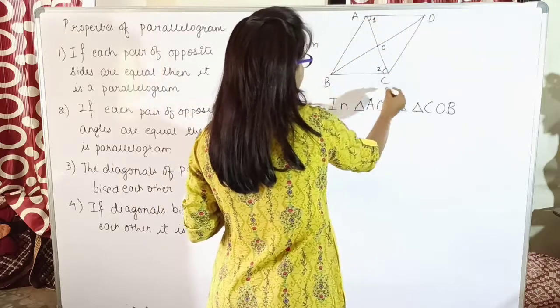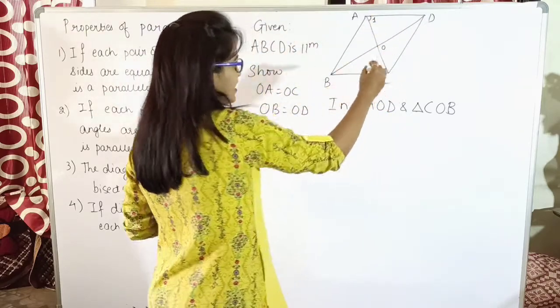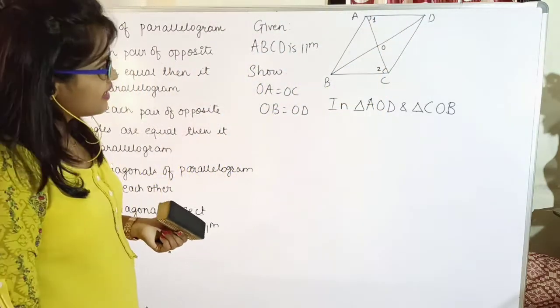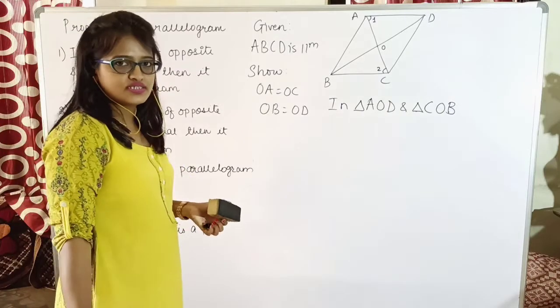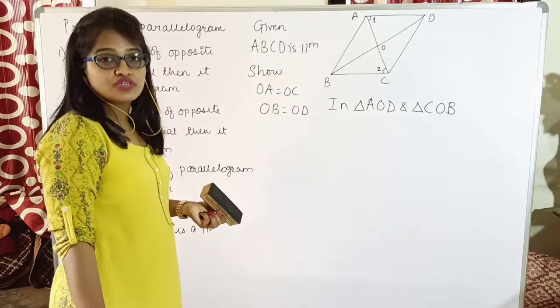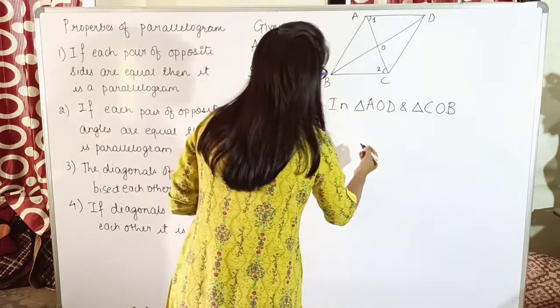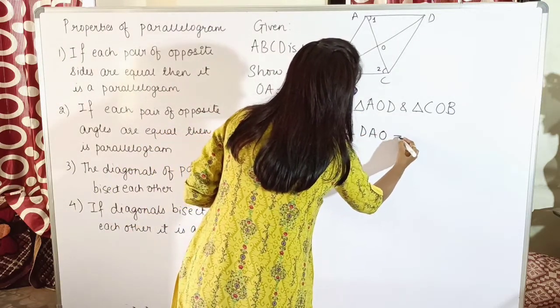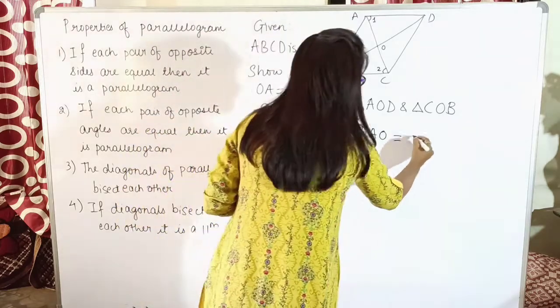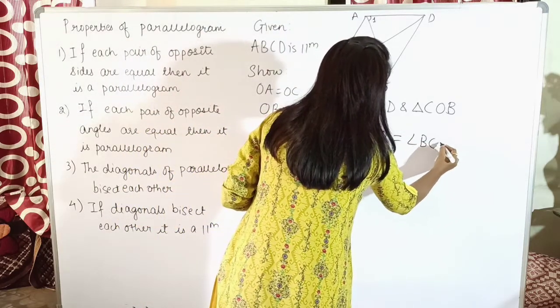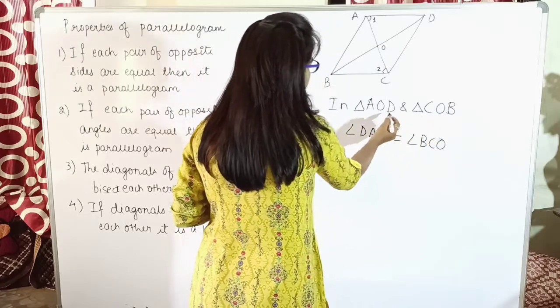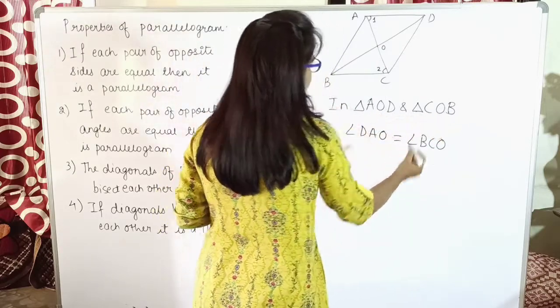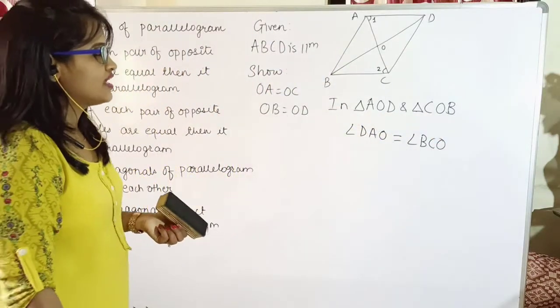So AD and BC, they are parallel. And if I take AC to be the transversal, will angle 1 and angle 2 be equal? Yes, it will be. Why? Because both are alternate interior angles. So let us write down then. Angle DAO is equal to angle BCO. From this I am deciding the order. DAO, BCO. Okay, so the first angle I have got.